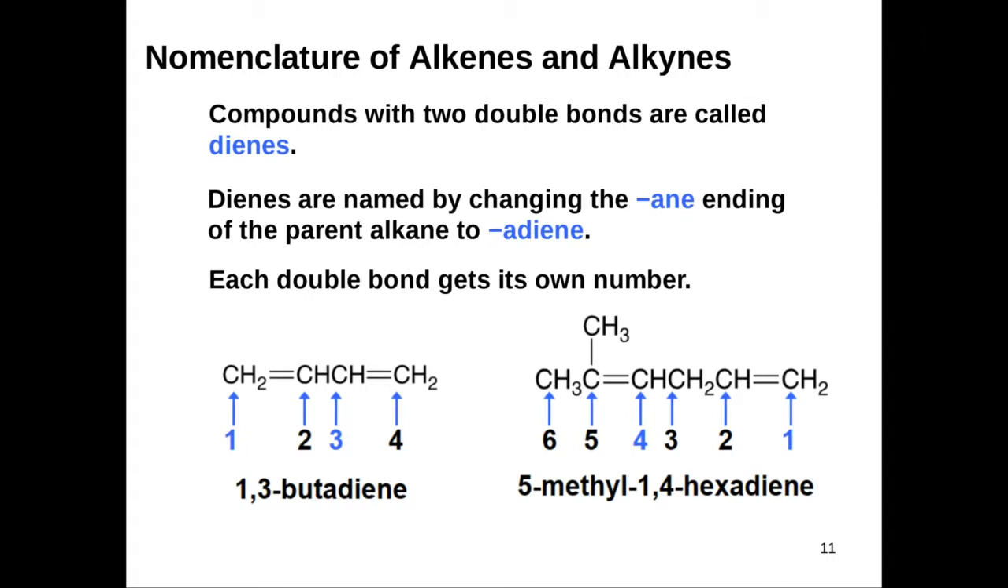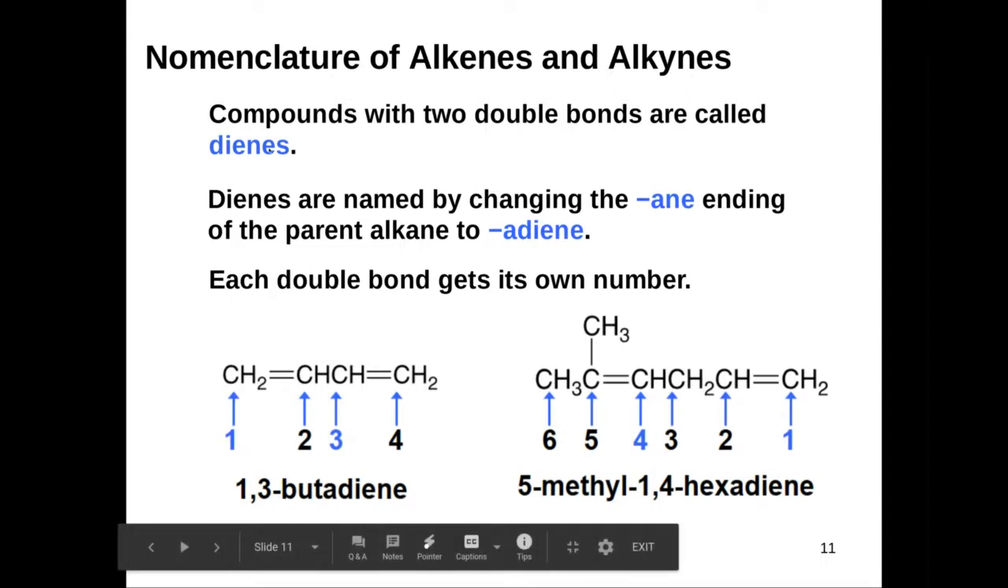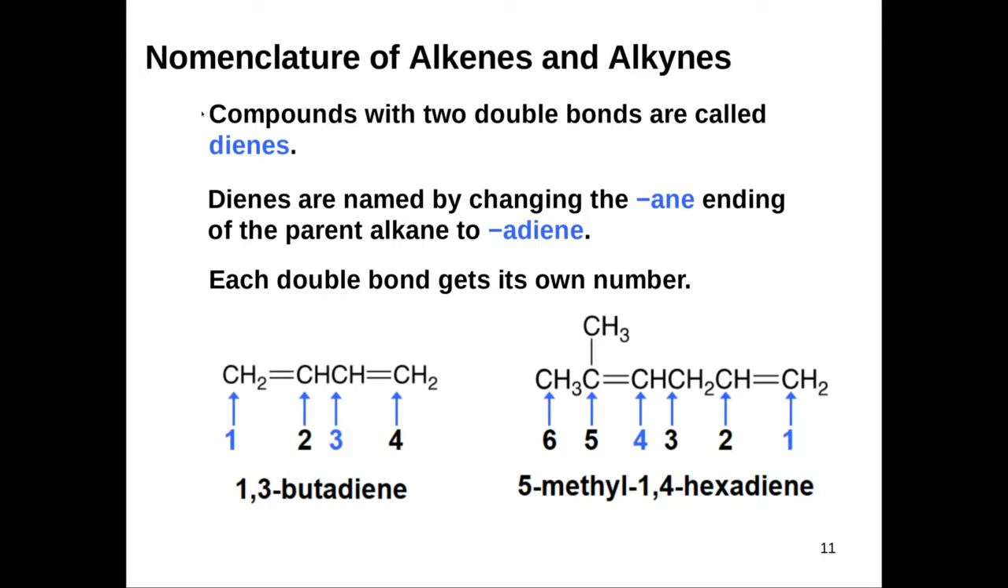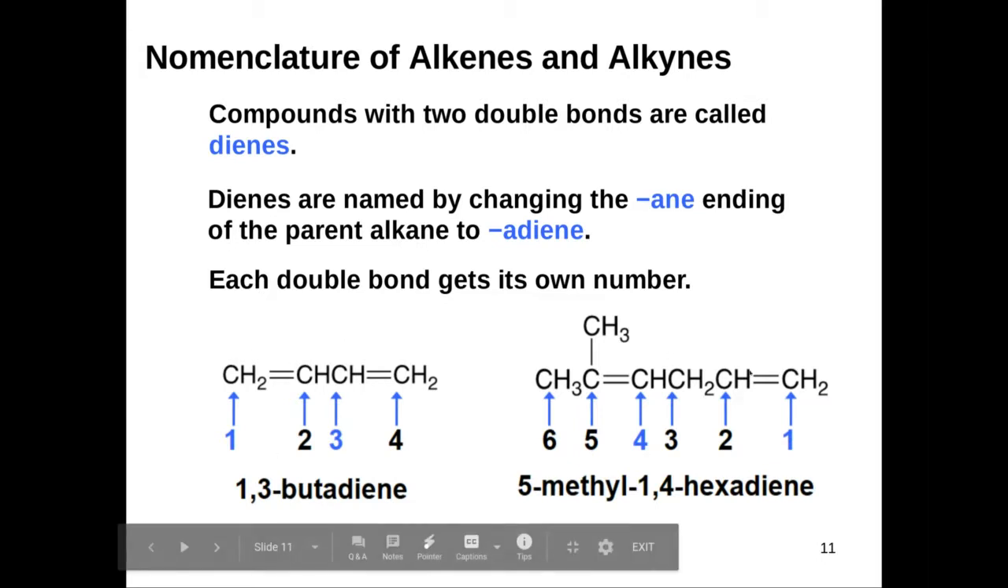Now, compounds can have more than one double bond. When a compound has 2 double bonds, they're called dienes, as you would imagine. Ene being the alkene, and di meaning 2. All right, so when we had dimethyl, we know we had 2 methyl groups. Now, dienes are named by changing the ane part of an alkane to a diene, which is kind of a weird way of saying it, but that's what we're getting at. So each double bond does get its own number. And so we have this molecule here and here.